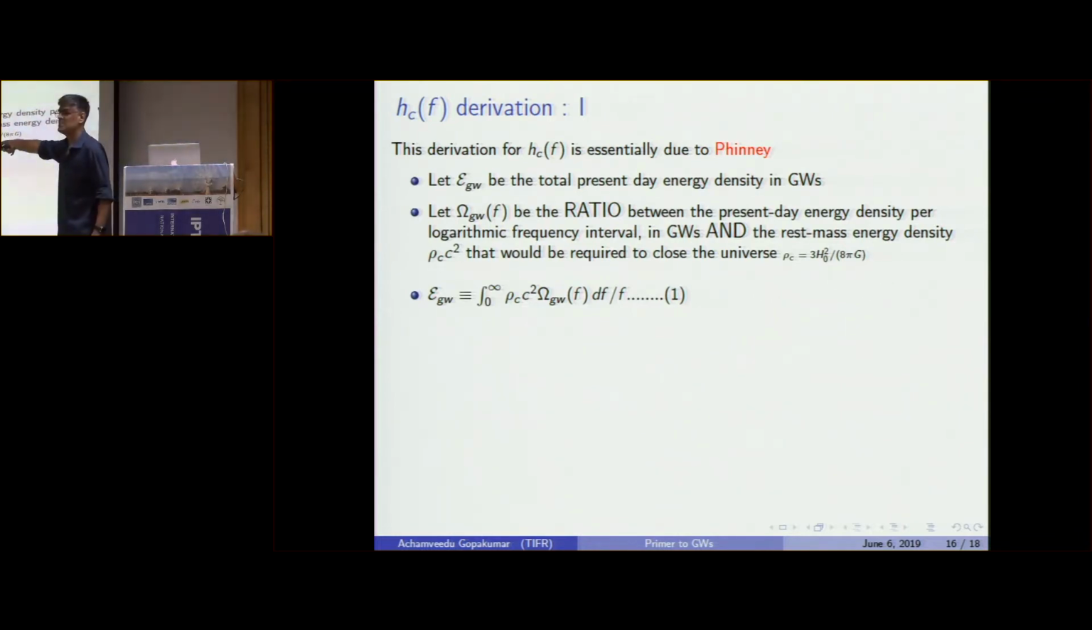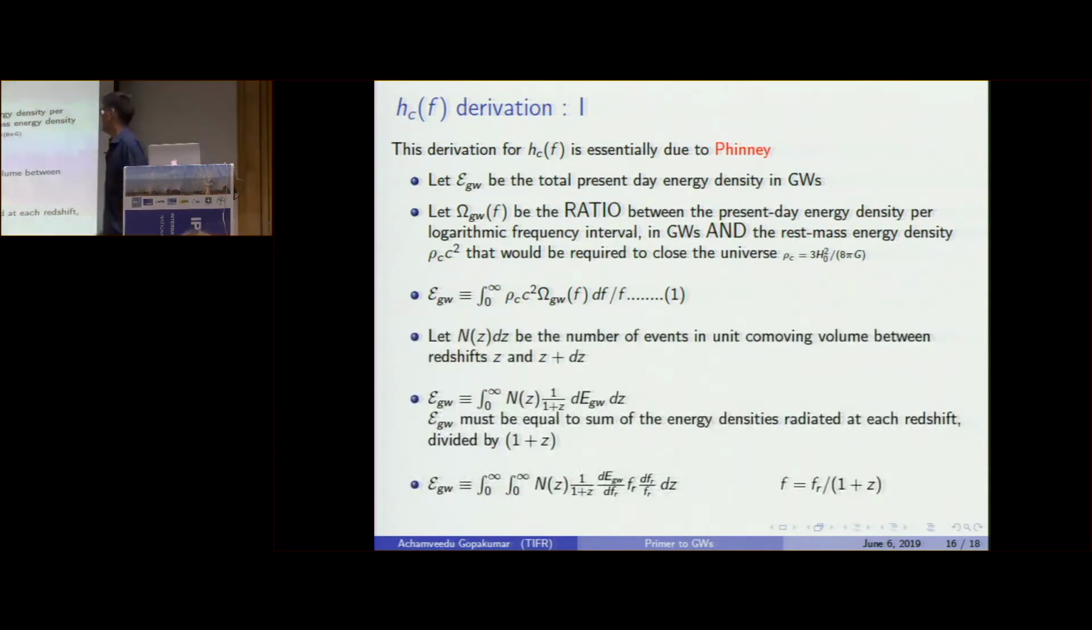So another way of saying is that EGW can be written as integral 0 to infinity rho c square omega GW df over f. Essentially, this is logarithmic frequency interval written mathematically. Now we need a slightly more consideration here. Suppose, again, cosmology, we have something called co-moving volume. It's nothing big deal. It's a measure of volume while we consider the expansion of the universe, so that these things remain constant, number density for example. So let n dc be the number of events in a unit co-moving volume in a redshift between c and c plus dc. Then EGW can be written essentially as this number density.